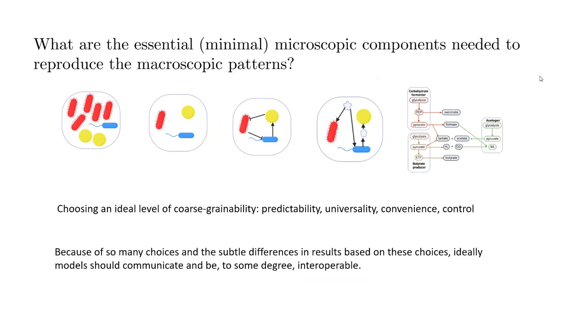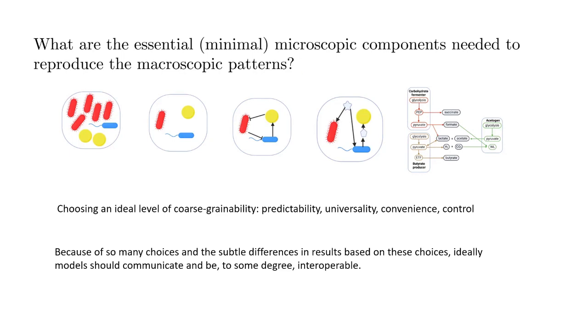I don't have time to go very into details, but the take-home message is that, if you think back to the question, what are the minimal microscopic components that we need to reproduce the macroscopic patterns of a system? One thing is that you need to choose an ideal level of coarse grainability, and you want your system to be predictable. You want to test if there's universality. You want it to be convenient and also to have control. And basically, you have all these levels of choices and trade-offs when you increase the complexity.